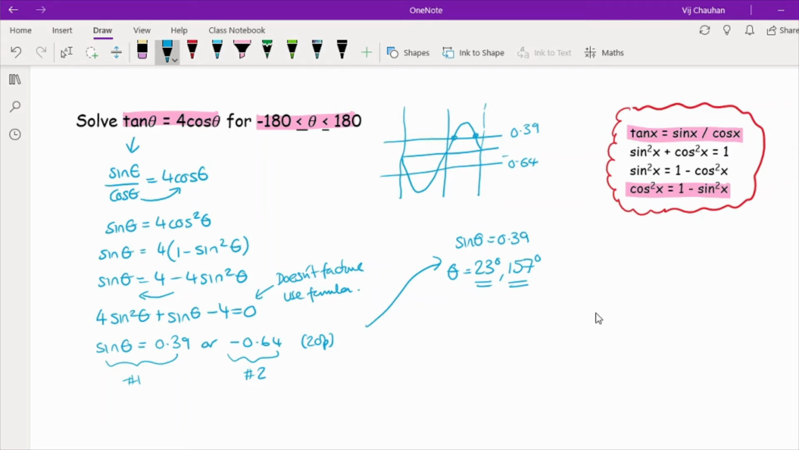Now if I do the inverse sine of minus 0.64 on my calculator, I get a theta value of minus 39.8 degrees, which is this value here. And then using my graph, I can work out what that second angle is going to be for this particular part of the equation, which is minus 140.2 degrees.